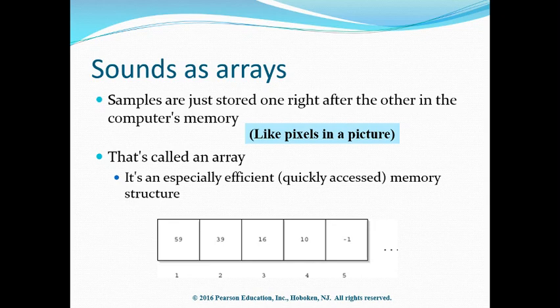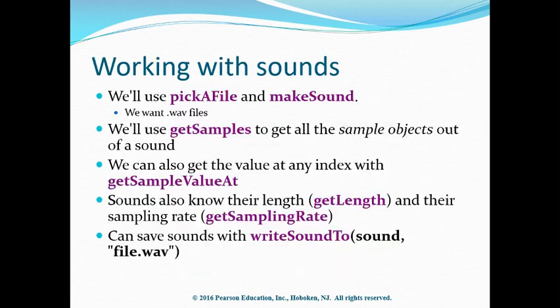Sounds as arrays. Samples are just stored one right after the other in the computer's memory, like pixels in a picture. That's called an array, and it's an especially efficient, quickly accessed memory structure. We can see at the bottom of this illustration there are 5 indices. Index 1 holds 59, index 2 holds 39, index 3 holds 16, index 4 holds 10, and index 5 is -1.